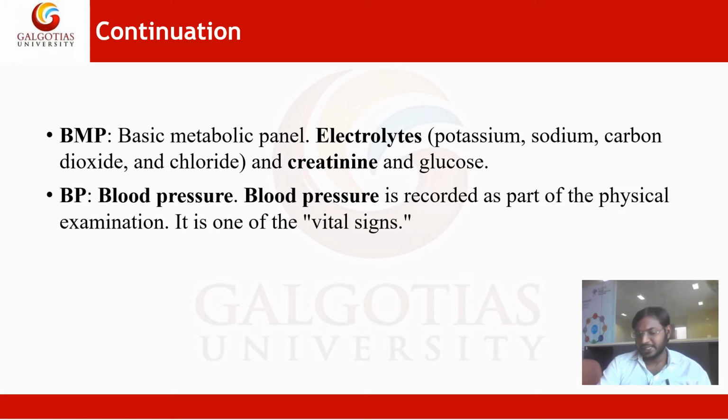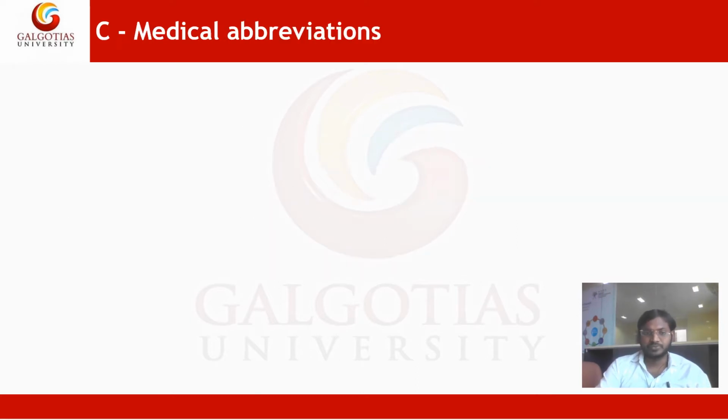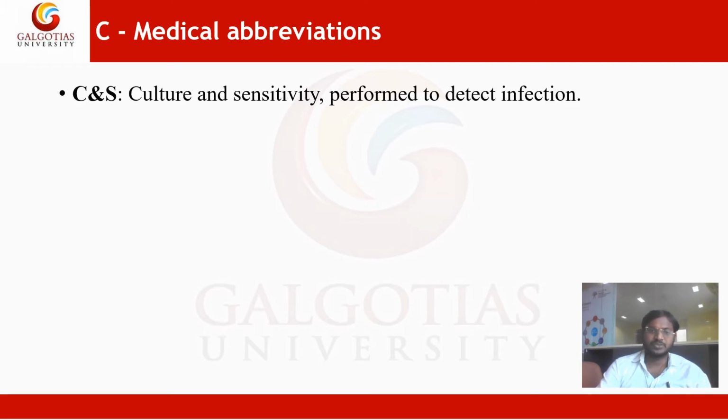And BP is blood pressure, a simple example. BP, blood pressure, and BPD, borderline personality disorder. A personality disorder means a thinking or cognitive disorder. And next, C related observations.